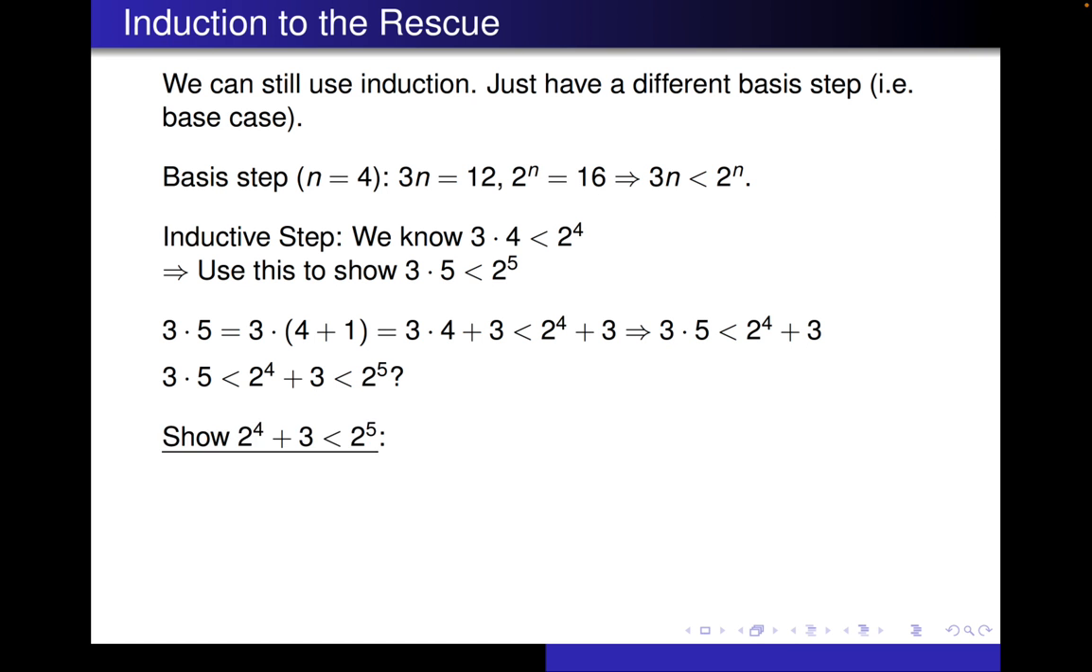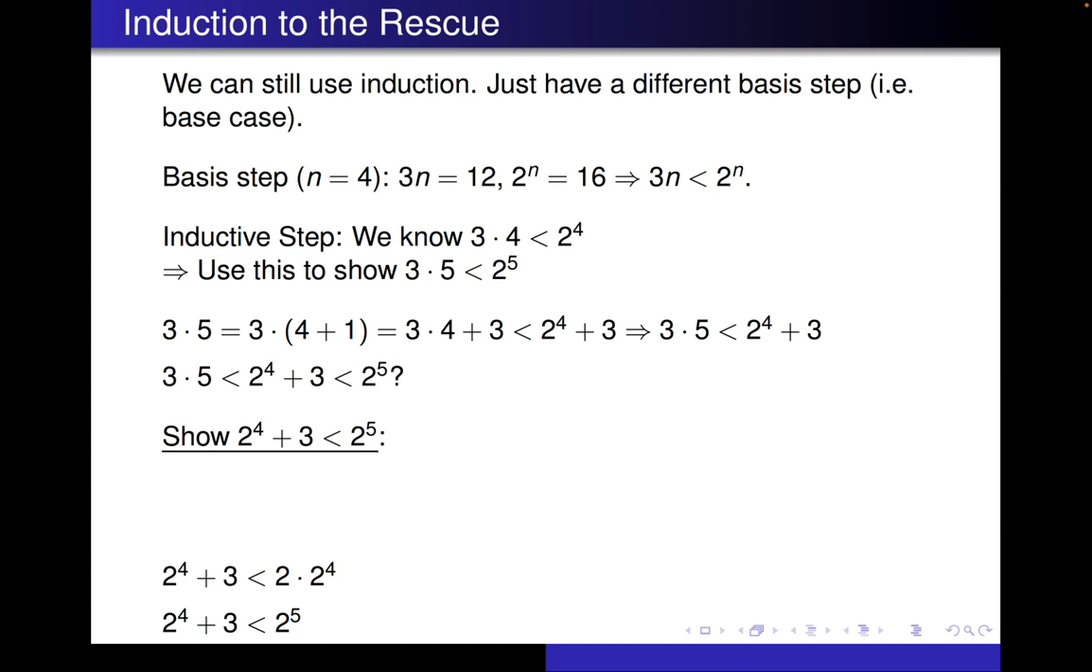So now I'm going to take a little time out and prove that 2 to the 4th plus 3 is less than 2 to the 5th. Well, I don't know exactly how the logic is going to work, but I know I want to end up with 2 to the 4th plus 3 is less than 2 to the 5th. Let's see if I can work backwards to find out what my proof is going to look like when it goes forward.